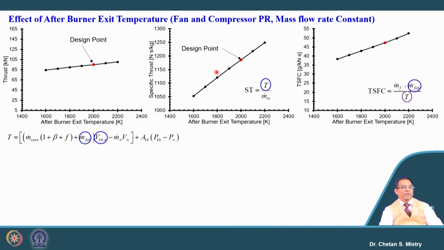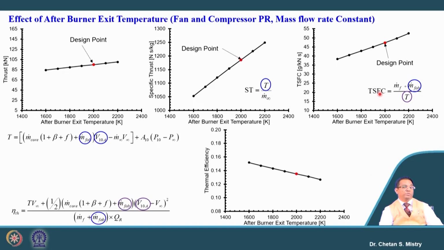Now, when we say our interest is in terms of thrust specific fuel consumption, with the increase of afterburner exit temperature, our thrust specific fuel consumption will be increasing, because we need to add more amount of fuel in the afterburner, and that will lead to an increase in the fuel consumption, and that will be reflected in terms of thrust specific fuel consumption. And as we have discussed, with the increase of afterburner exit temperature, we will be having a reduction in thermal efficiency. So, these are all the effects of afterburner temperature.